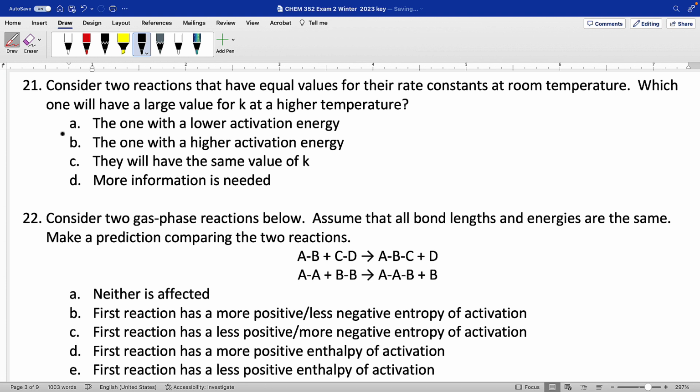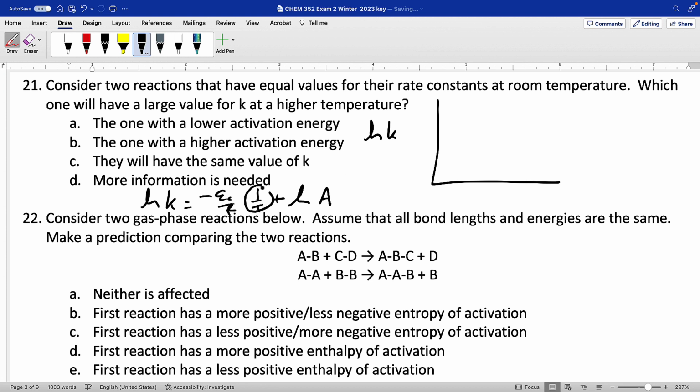Consider two reactions. They have equal values for rate constants at room temperature. Which one will have a larger value for k? So this one, you have to watch your intuition because it's going to lead you astray. So let's just use the linear version of the Arrhenius equation. We take the Arrhenius equation and we take the log of both sides, and we get the log of k is equal to negative Ea over R times 1 over T, plus the log of A, where A is the Arrhenius pre-exponential factor.